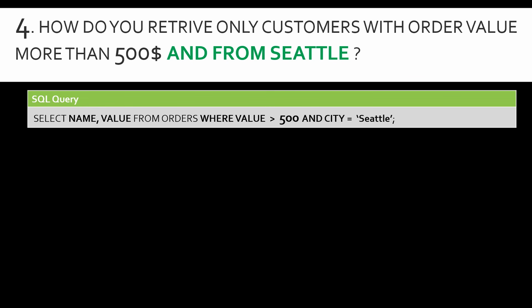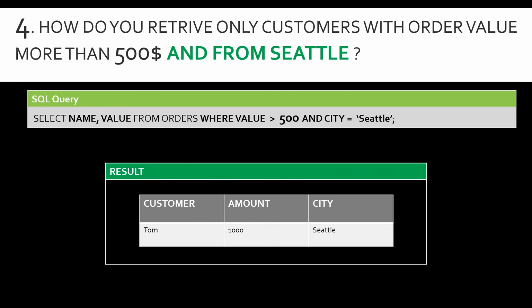The only additional thing is where value is greater than 500 and city equal to Seattle. And city equal to Seattle will be the additional part in the SQL query, which will give us a result where we had 4 rows from the previous query, but this query will return only 1, because this is the only row which satisfies both these conditions, where the value is greater than 500 and the customer ordered from Seattle. So that's why we are again fine-tuning it.